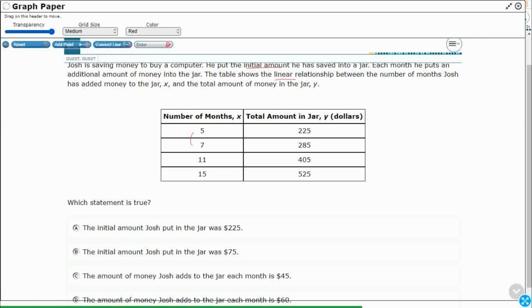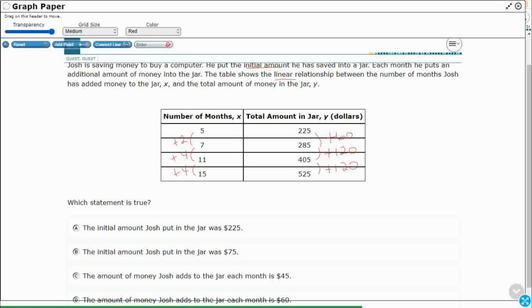So what do we know here? We added 2 months, right? And then we added $60, okay? Now we added 4 months, and we added 120. And then we added another 4 months, and we added another 120. So there's your consistency. So really what we want is the initial amount and the amount of money that he adds into the jar each month.